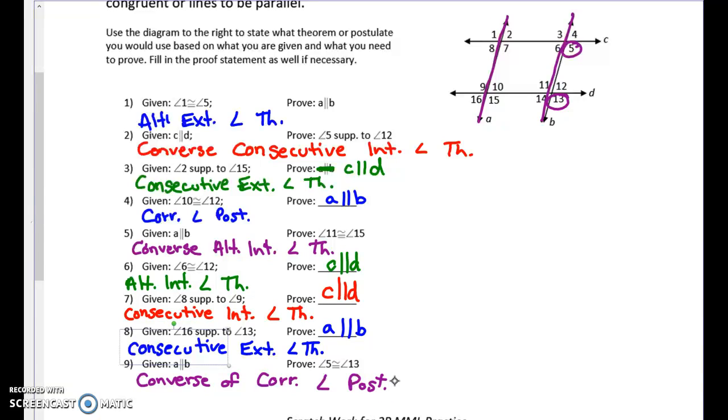So really, guys, this just relies on being able to recognize the vocabulary word that associates those two angles and recognizing whether or not it's the converse. So if I'm given the lines parallel, it's always going to be the converse. Whereas if I'm given that the angles are either congruent or supplementary, then it's not going to be the converse.